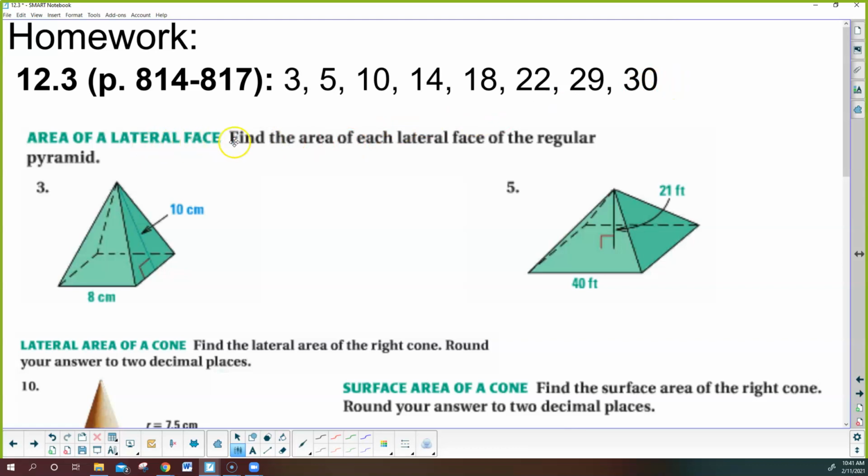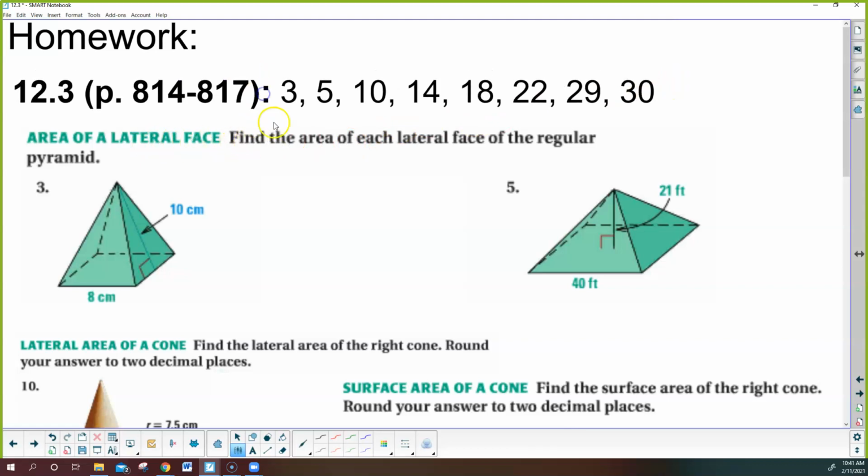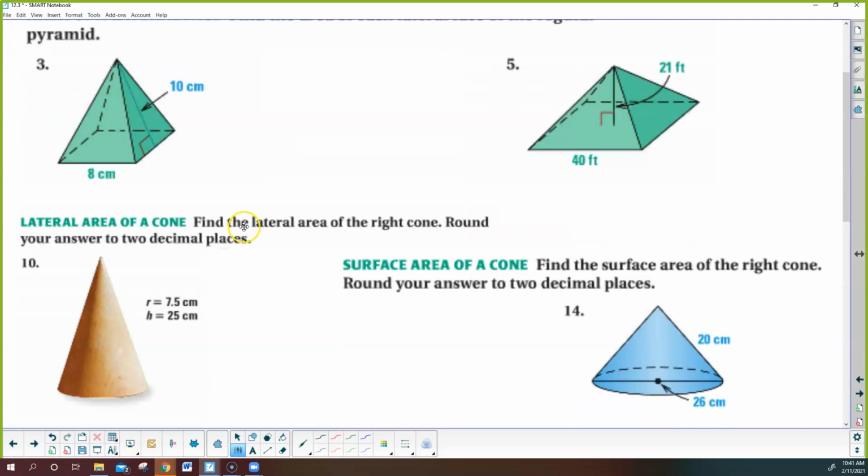I will say this. When I did the answers to this, I screwed up on problems 3 and 5 because I didn't read the directions. It says find the area of each lateral face. So what is the area of one of the faces? That's all they want for number 3, and that's all they want for number 5. Okay? I actually went and accidentally found the whole surface area of both of these, so I had to go back and change my answers.